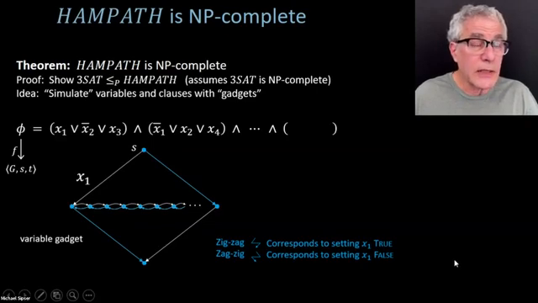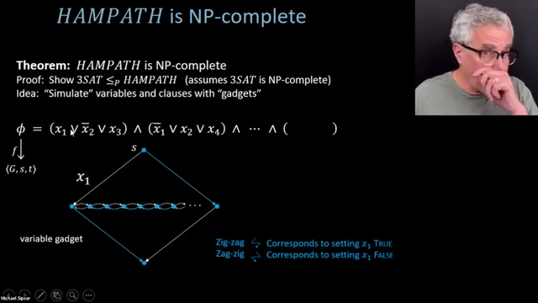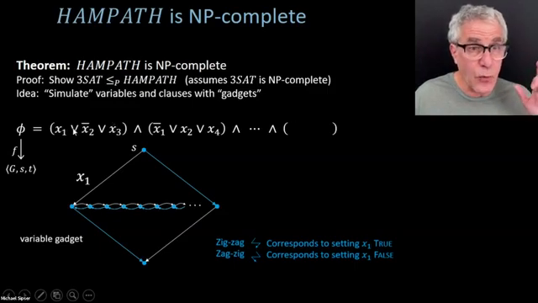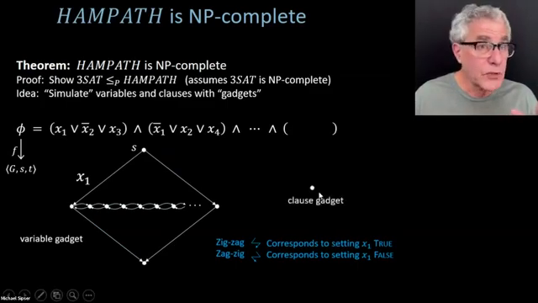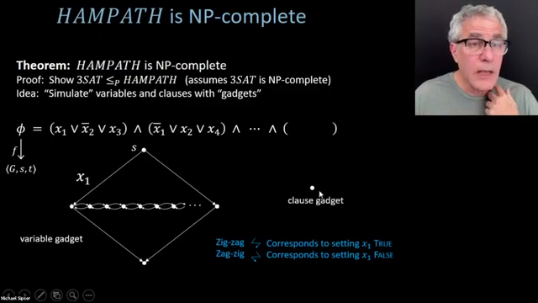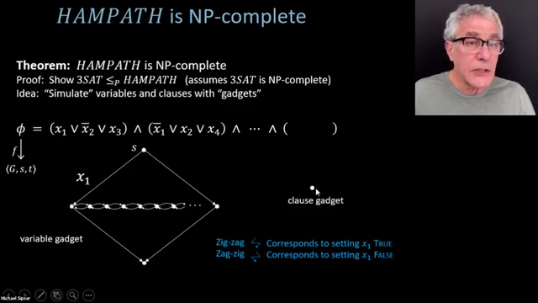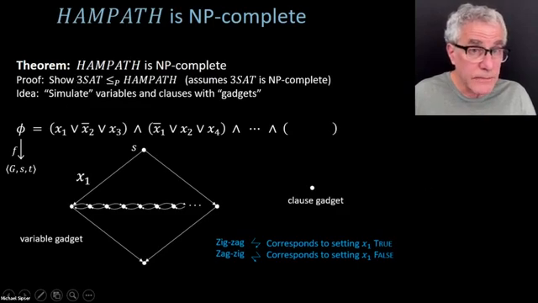Now we also have to make sure not only that the variable gets set to true or false, but that it gets set in a way that makes this a satisfying assignment, namely that we get one true literal in every clause. So I'm going to add another gadget called a clause gadget, which is just a single node. Visiting that node corresponds to satisfying that clause, to having a true literal in that clause. Now I'm going to enable a detour from these horizontal nodes out to this clause gadget.